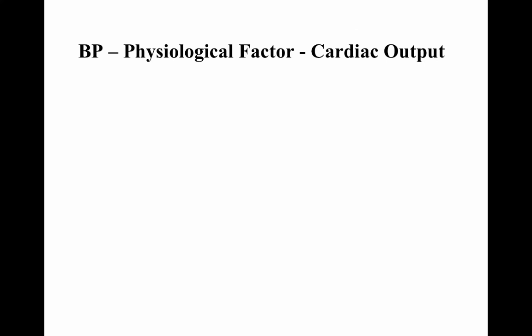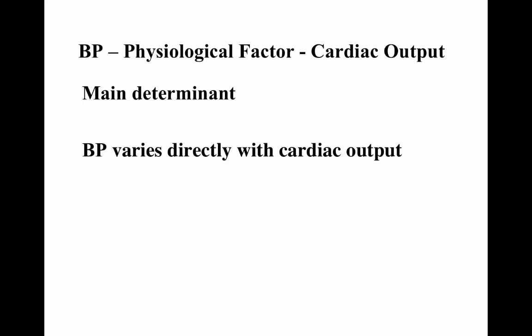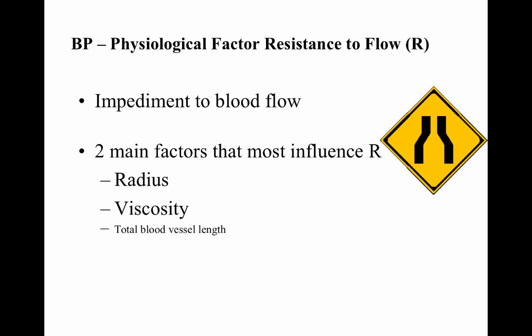A physiological factor of cardiac output, we would see that it's the main determinant of blood pressure, and blood pressure varies directly with cardiac output. Cardiac output equals stroke volume times heart rate. If we go back to that equation, we see a direct correlation between cardiac output and the quality of blood pressure. The resistance to flow has to do with friction and also constrictions that may exist within vessels. This would be an impediment to blood flow or a blockage.